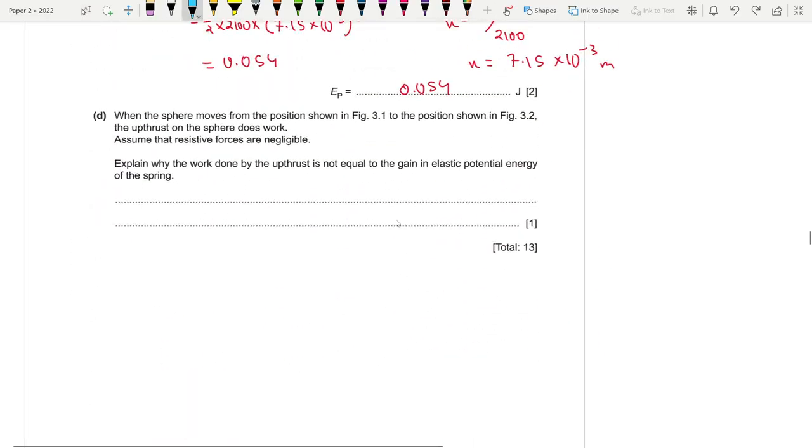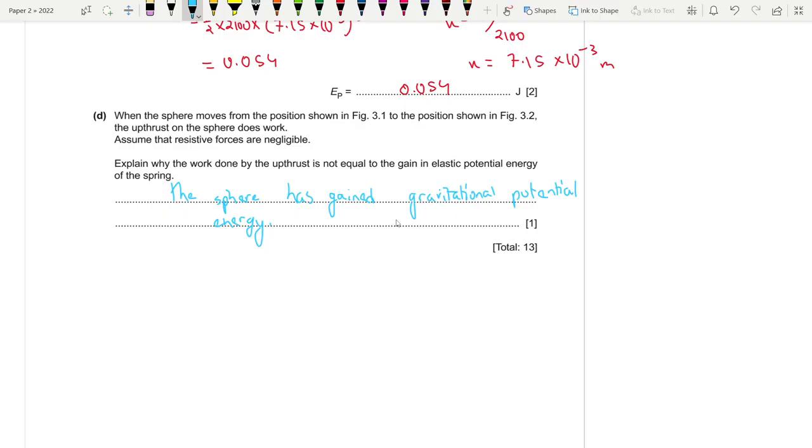Okay, so how do we word this? The sphere has gained gravitational potential energy. Fine. So not only does the upthrust do work to increase the elastic potential energy of the spring, it also causes an increase in the gravitational potential energy.